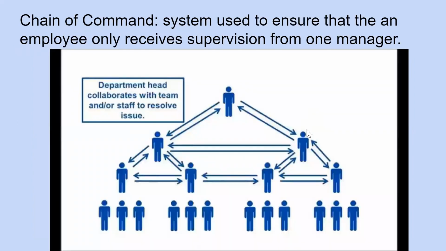Next, we have a chain of command, and this is a system used to ensure that an employee only receives supervision from one manager. This is going to provide authority and accountability from the highest office or position with the chain to the lowest element. So what is the appropriate span? One response could be that it depends on the situation.